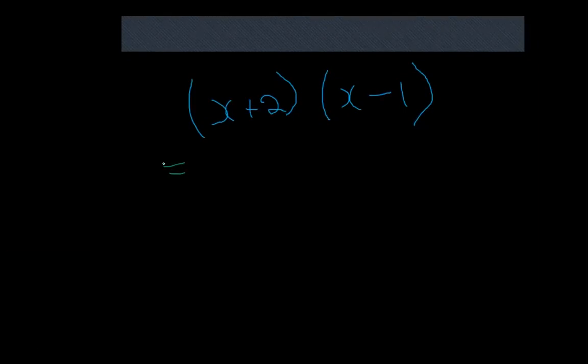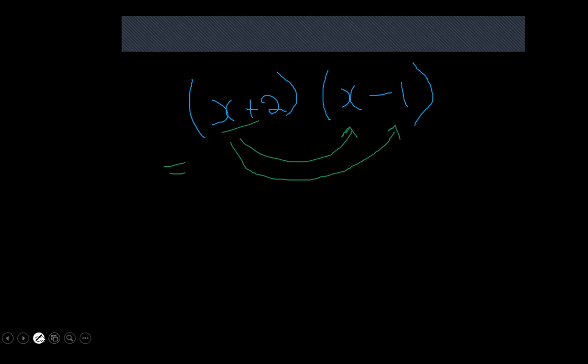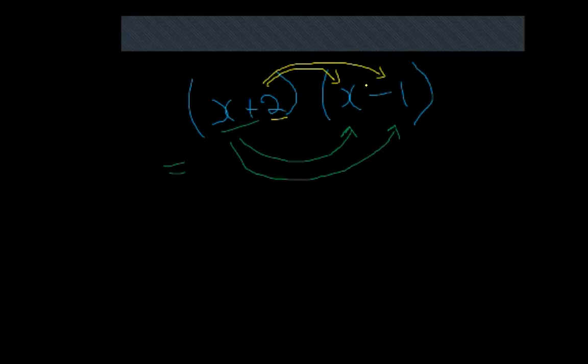You will multiply the x times the other x, and then the x times the -1, and then do the same thing for the 2. That is called the distributive law, and it's the same concept you're using when multiplying polynomials.